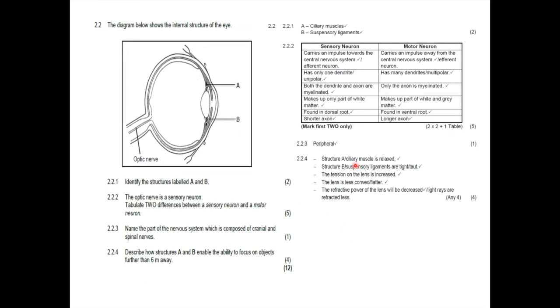So you will say the ciliary muscle will be relaxed. So this is distant vision. The ciliary muscle is relaxed. The suspensory ligaments become taut or tighten. The tension on the lens is increased. The lens becomes less convex or flatter. The refractive power of the lens will decrease, or light rays are refracted less. So again, any 4 of these answers would have gotten you 4 marks.